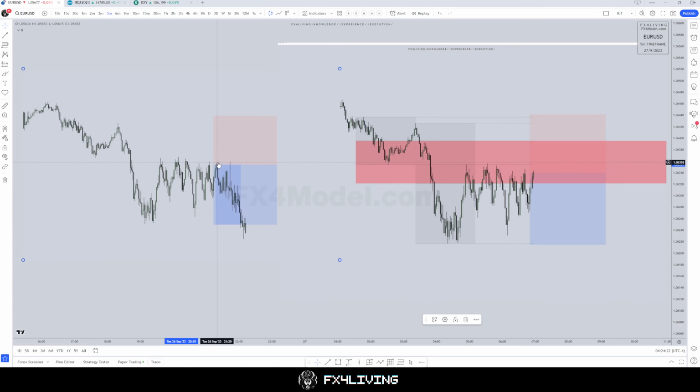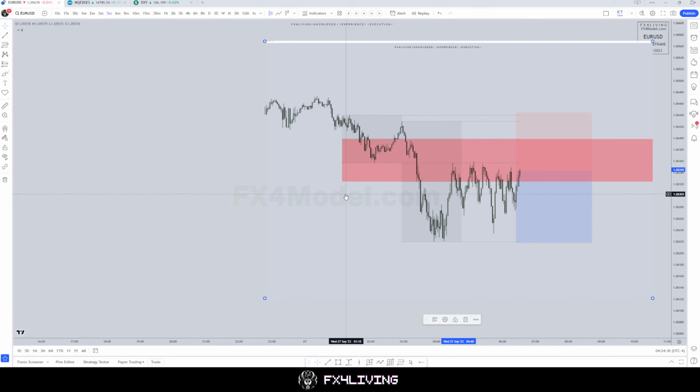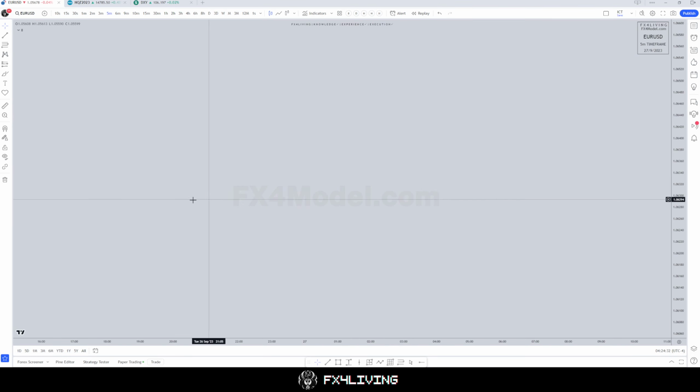That's a last kiss, right? And yeah, I like this model, man. It's great. It's very good. It's very simple, very clear. I don't think it requires a lot of practice, to be honest.